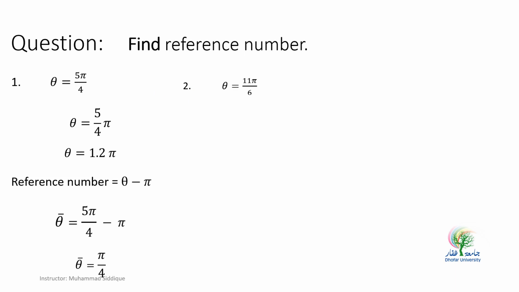The second question, we have 11 pi by 6. The same, we have to find the quadrant. So 11 by 6 is coming 1.8. So what do we do?